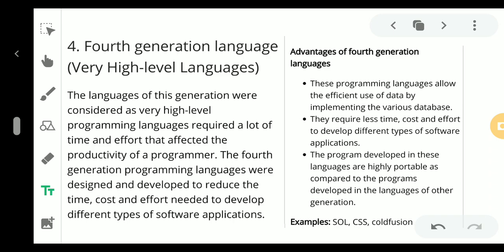So, what are the advantages over here? These programming languages allow the efficient use of data by implementing various databases. The cost and overhead of developing software using 4GL is less. It takes less time to develop programs using 4GL. Okay. So what are the disadvantages over here? The machine code generated by such a language after translation may not be the most efficient code as compared to other languages. So what are the languages? CSS, SQL. Okay, these are examples of fourth generation languages.